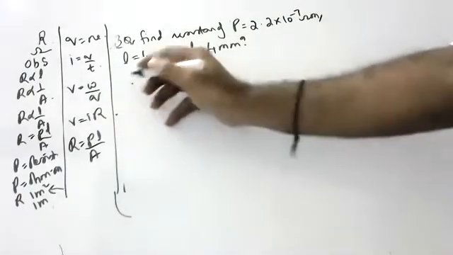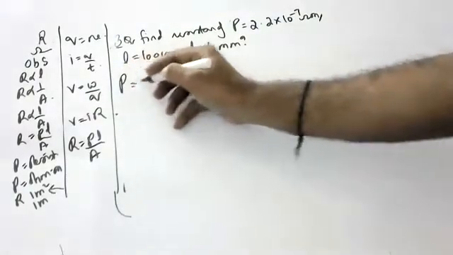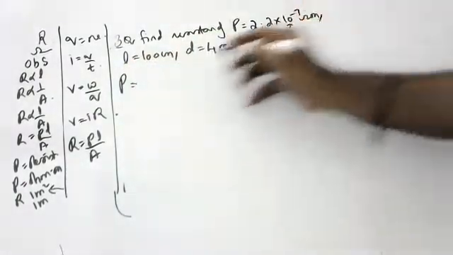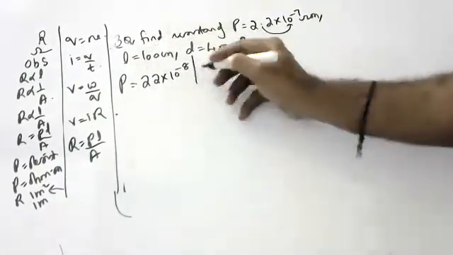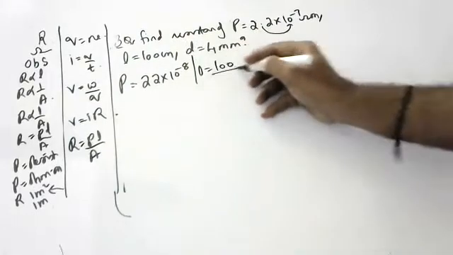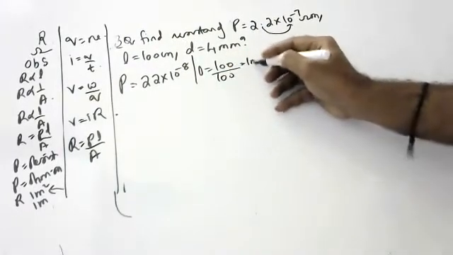Yes. So, children, rho is this. If I remove the point, it will become 22 into 10 to the power of minus 8. Length is centimeters to meters, 100 by 100, that is 1 meter.